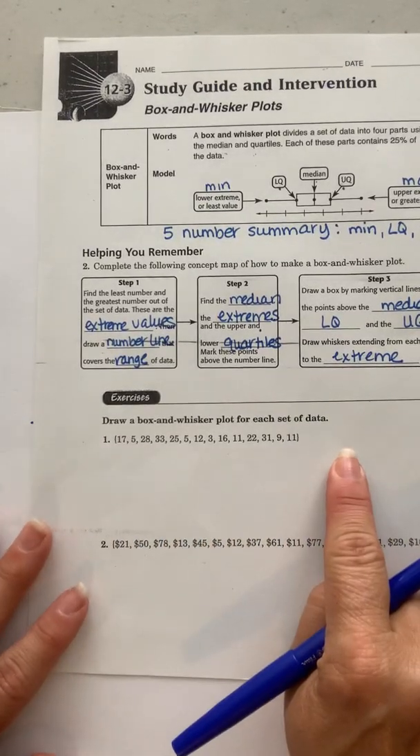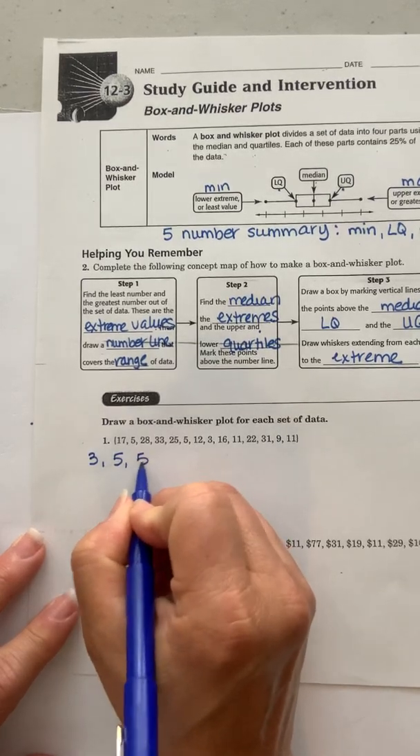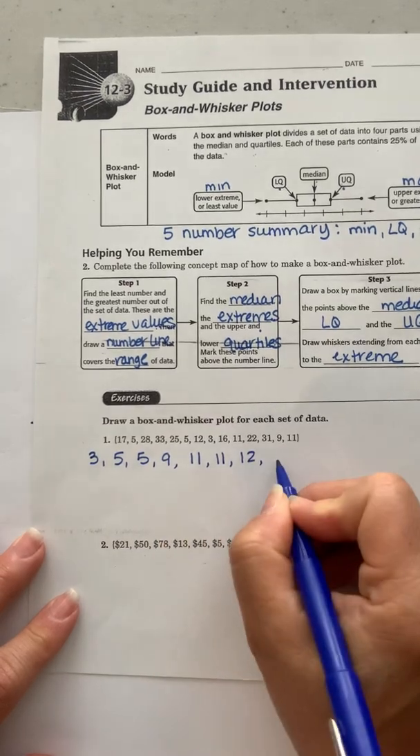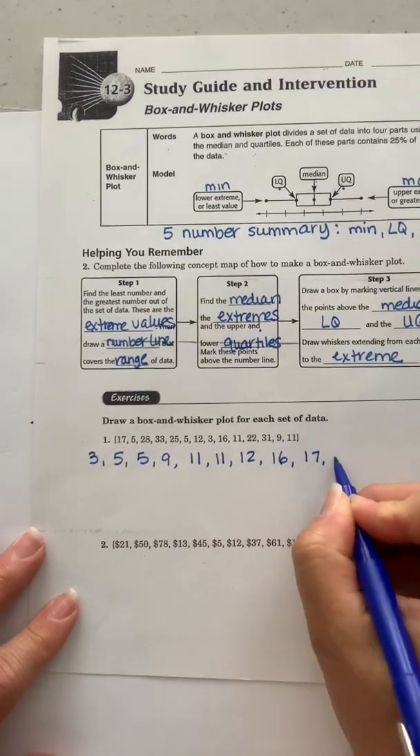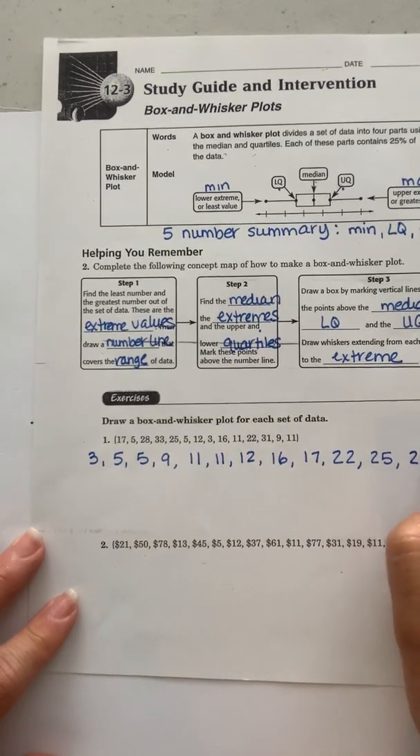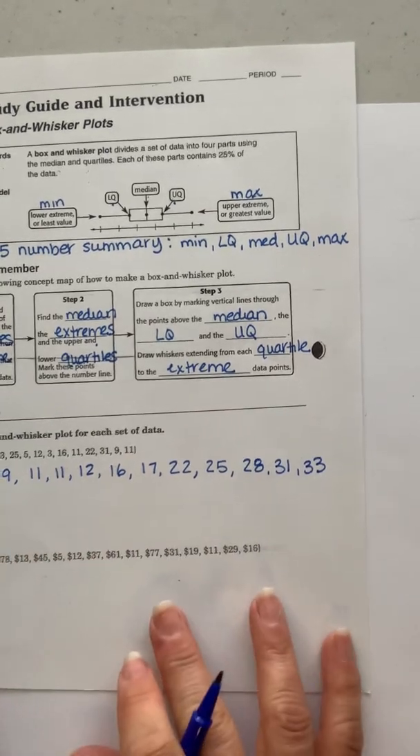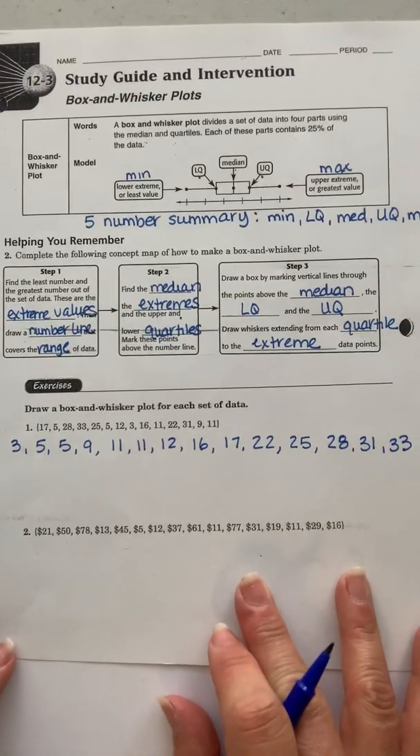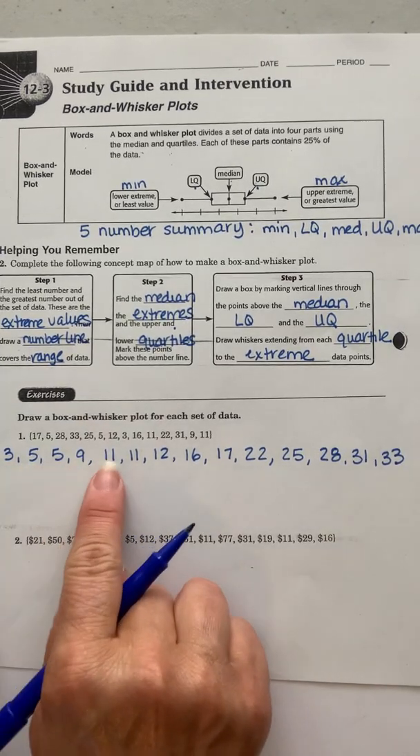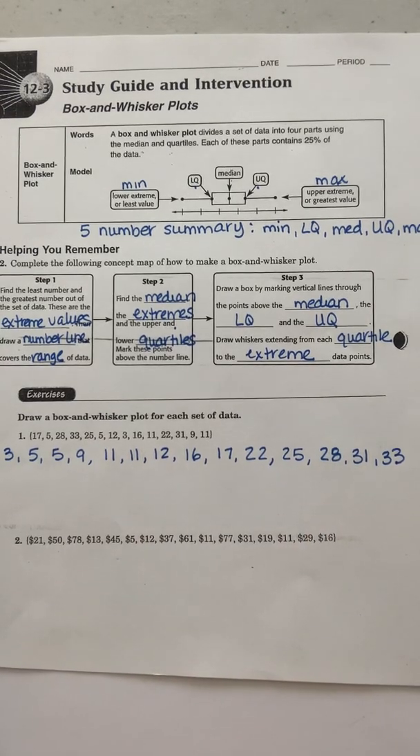We have a set of data and we put it in order: 3, 5, 5, 9, 11, 11, 12, 16, 17, 22, 25, 28, 31, and 33. Okay, make sure you have all those numbers down. Pause if you have to get them down. Make sure you have them all in order. We have 1, 2, 3, 4, 5, 6, 7, 8, 9, 10, 11, 12, 13, 14 data pieces.